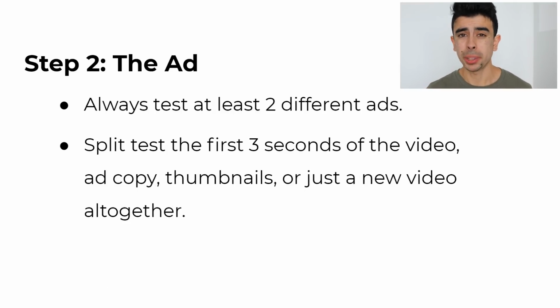Now, another big tip that I want to give you here is to always test at least 2 different ads. They don't have to be insanely different. Small changes can actually make a big difference. So I recommend that you split test the first 3 seconds of your video by creating different variations, maybe the ad copy that you're using, thumbnails that you may be using, or just a new video altogether. Now, for my product test, I actually tested 4 different variations of the video, 2 different first 3 seconds of the video, and then 2 different ad copies. So it added up to 4 videos in total.